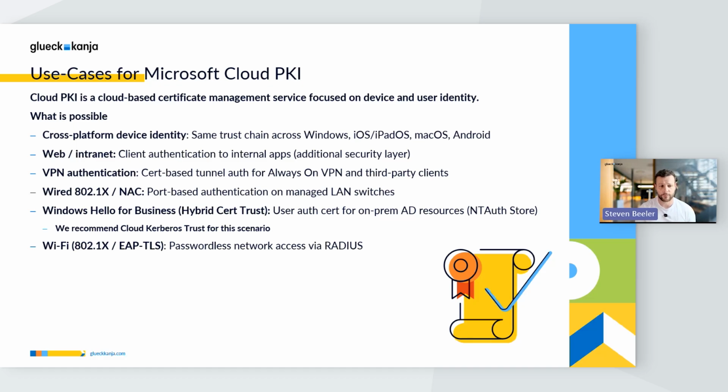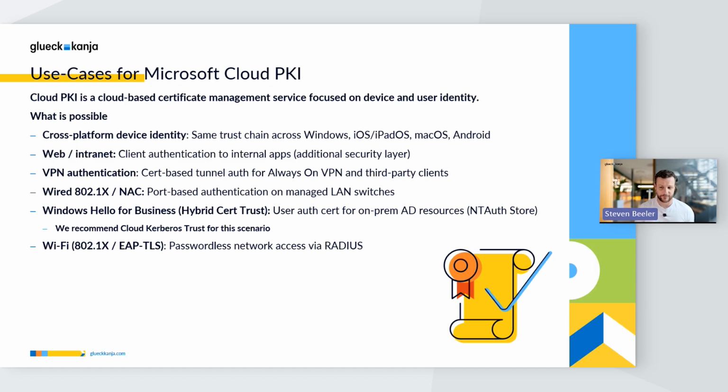You can also use it for port-based authentication on managed LAN switches. So if you have a network that requires this, that you authenticate to the port, you can also use your certificates for this. And another use case is Windows Hello for Business Hybrid Cert Trust. So this is used if you have cloud-only devices and you want to access on-prem resources, for instance, let's say a file share, and you need to authenticate somehow. So instead of having the user to type in the credentials, you can also use here certificates. But one side note here, we would definitely recommend using Cloud Kerberos Trust for this scenario, just because it's a little bit more modern approach using your tokens and you don't have to rely on the certificates.